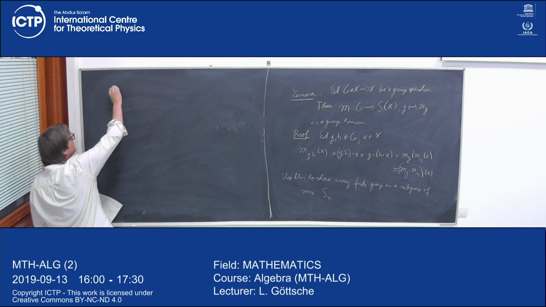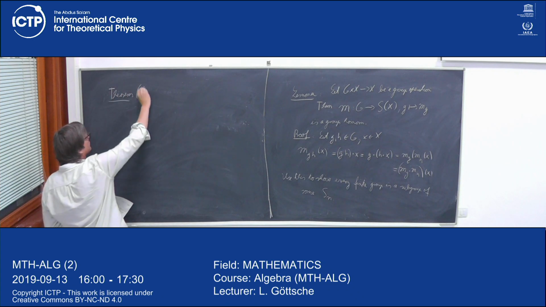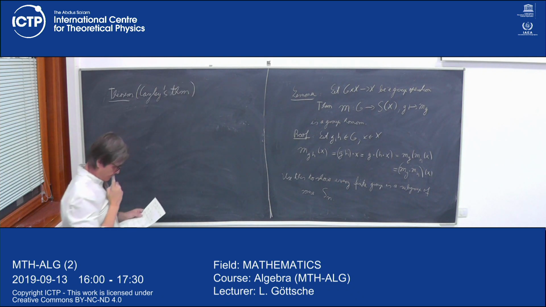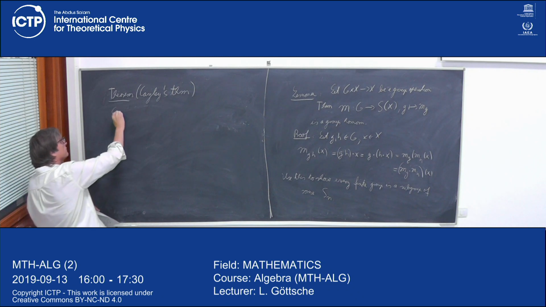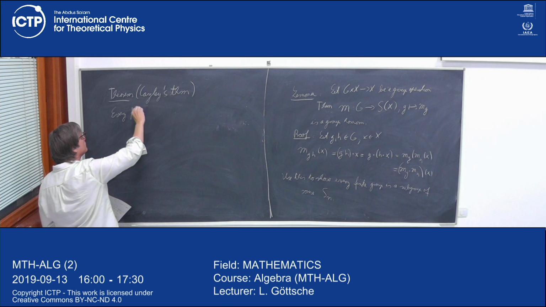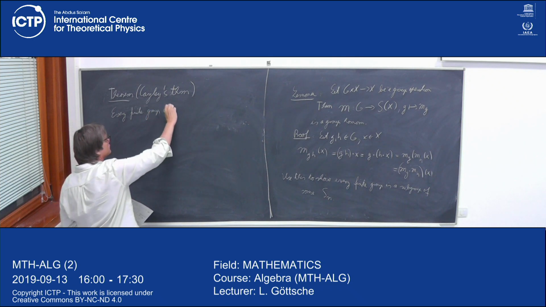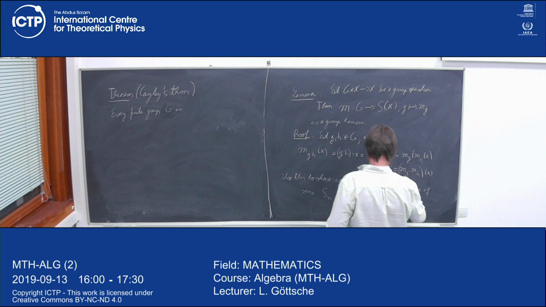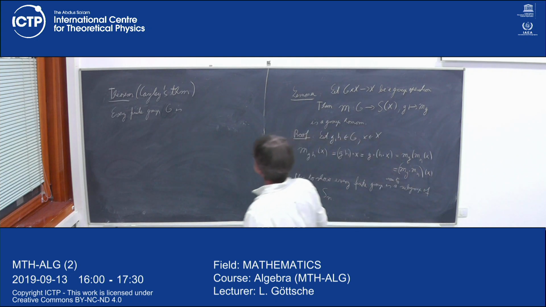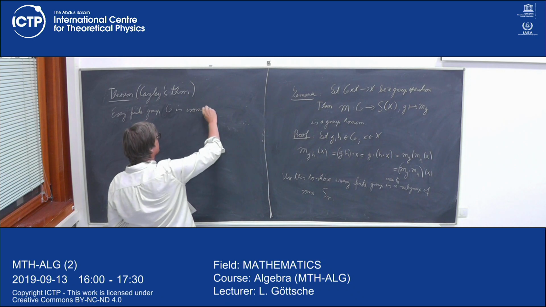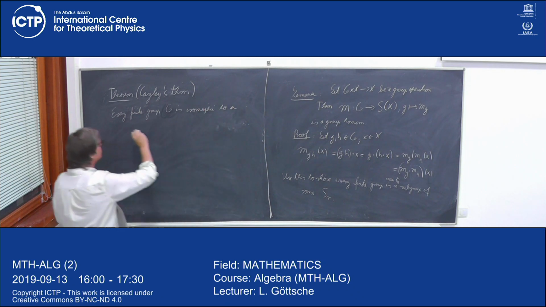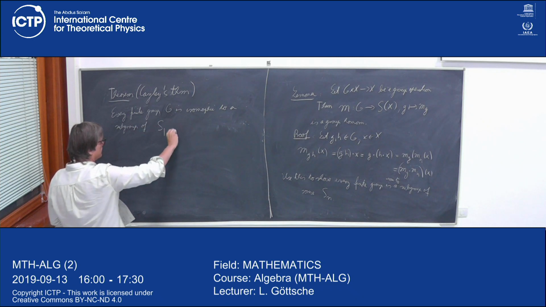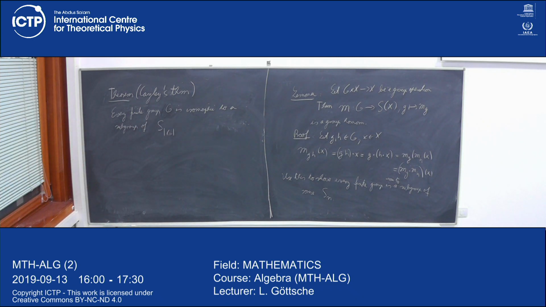So this is called Cayley's theorem. So, in fact, every finite group G is isomorphic to a subgroup of, I can take the symmetric group on |G| letters, where |G| is the number of elements.